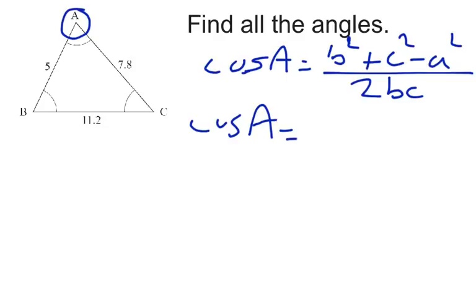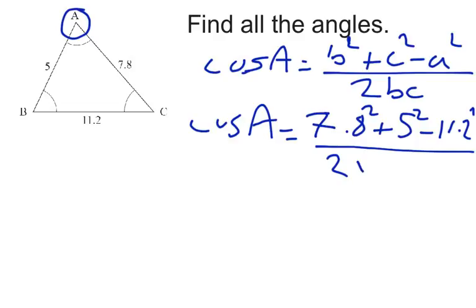equals, well, B in this case is 7.8 squared, C is 5 and A is 11.2, and all of those were squared, and then it's over 2 times by B, which is 7.8 again, and C, which is 5.